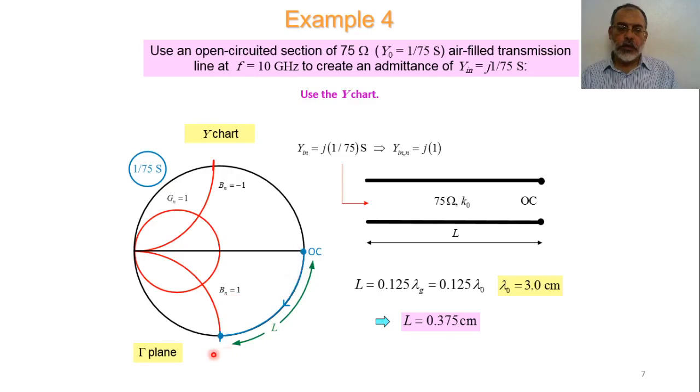Effectively, this distance corresponds to lambda by 8. So this distance corresponds to 0.125 lambda guide, and lambda guide at the frequency 10 gigahertz for an air-filled line is 3 centimeters. So it would be 0.125 multiplied by 3 centimeters. So the required open circuit transmission line section in this case to obtain such admittance is 0.375 centimeters. Okay. All right.